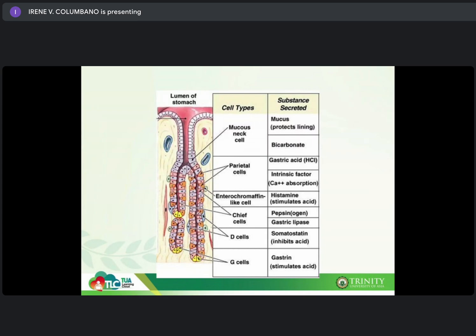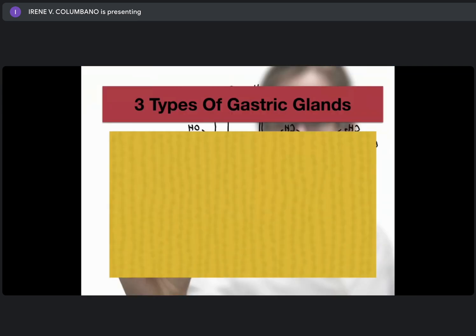Your parietal cells secrete intrinsic factor and is responsible for calcium absorption. Gastric acid or HCl is secreted also by parietal cells, while the mucous cells secrete bicarbonate, no, pang-buffer yan, no? And your mucus protecting lining.